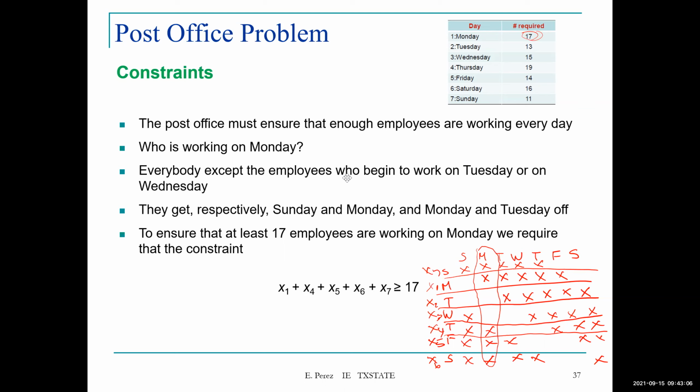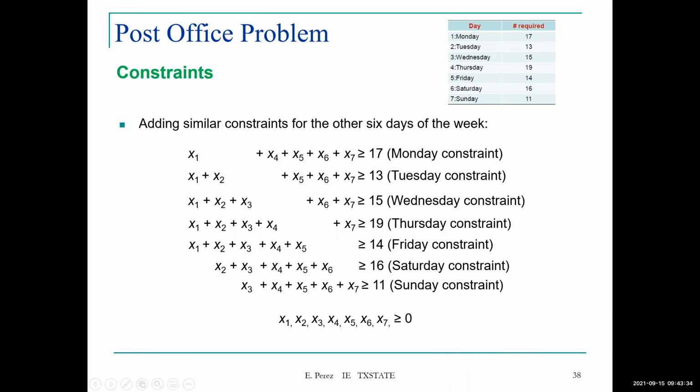So if you wanna know, for example, for Sunday, who's gonna be working on Sunday? The people who started working on Sunday, x7. The people who started working on Wednesday, Thursday, Friday, and Saturday. So x3, x4, x5, x6, and x7. So when you look at that constraint, which is what we have here for Sunday, you see x3, x4, x5, x6 plus x7. That will be greater or equal to 11.